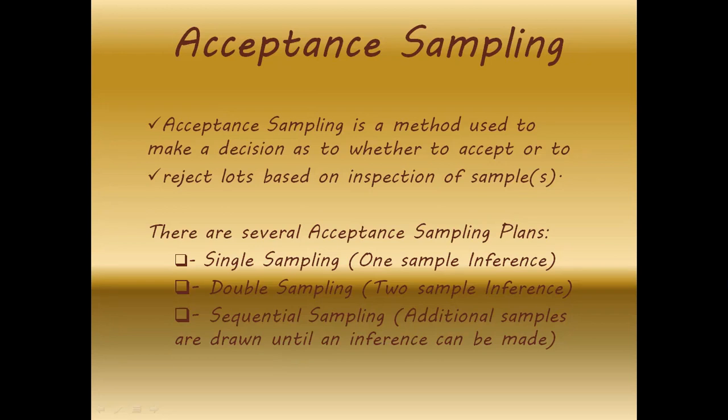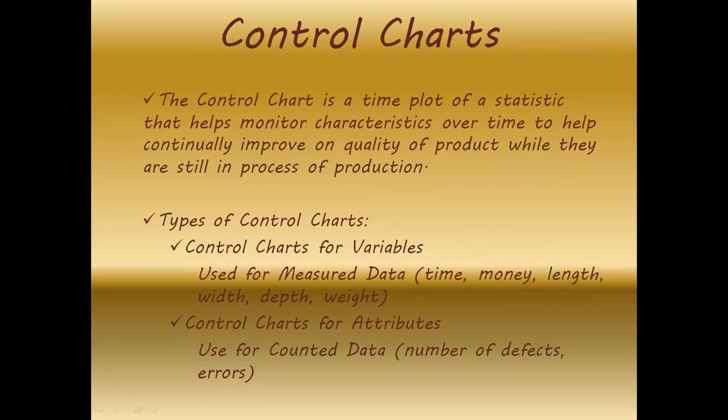Control charts are basically a time plot of a statistic that helps monitor a characteristic over time to help continually improve the quality of the product while it's still in the process of production. The types of control charts are based on different types of data. That is, there are control charts for variables and there are control charts for attributes.